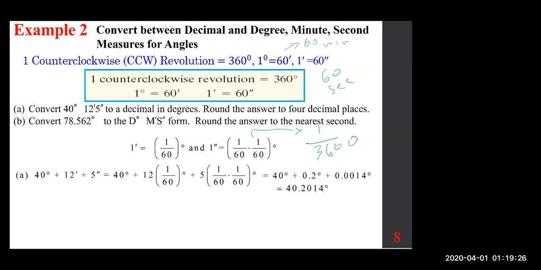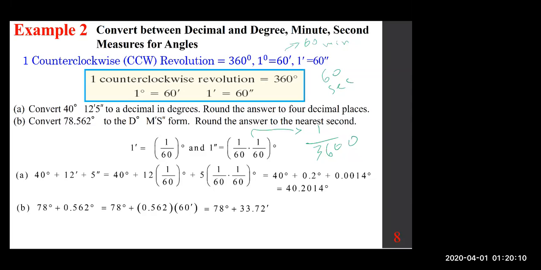First, we change that to minutes. Remember, 1 degree is 60 minutes. So whatever the amount of degree, you have to multiply it by 60. So 78 doesn't change. 0.562 gets multiplied by 60, and using a calculator, it gives us 78 degrees plus 33.72 minutes. Now, if the question was put it in degrees and minutes, we would be done.